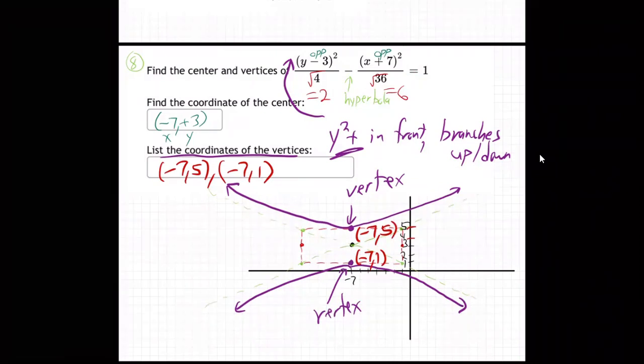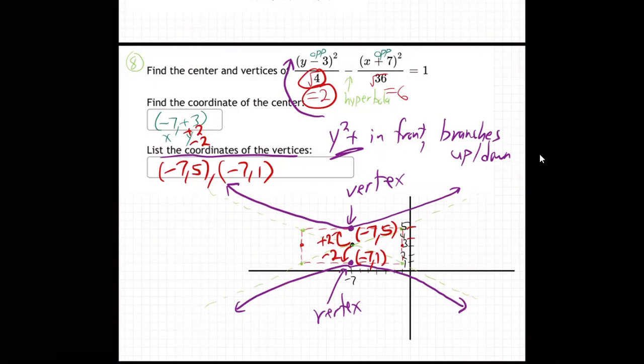So you can find them on the graph, or really, where did they come from? What was underneath y, square root of 4, was 2. So we really just added 2 and subtracted 2 to the y value. Notice from the center, it was up 2 and down 2 to the vertex point. So I added 2, 3 plus 2 is 5, and 3 minus 2 is 1. That's another way of getting those 2 vertex points, those 2 vertices.